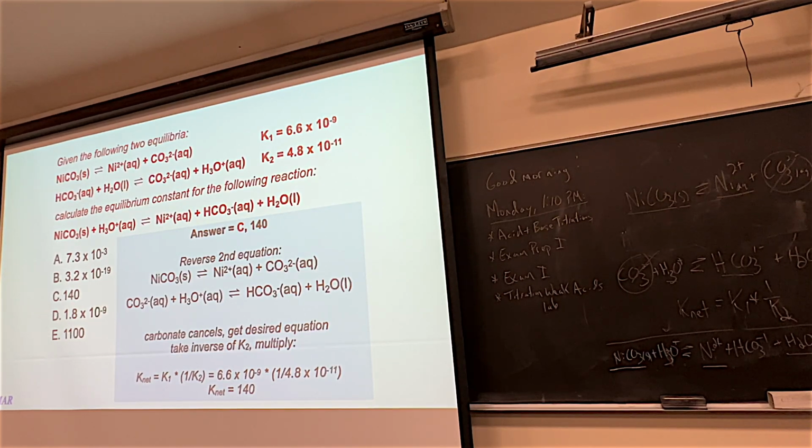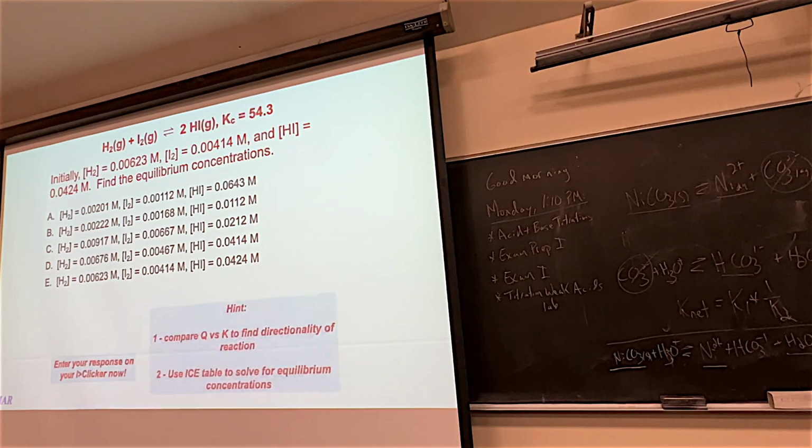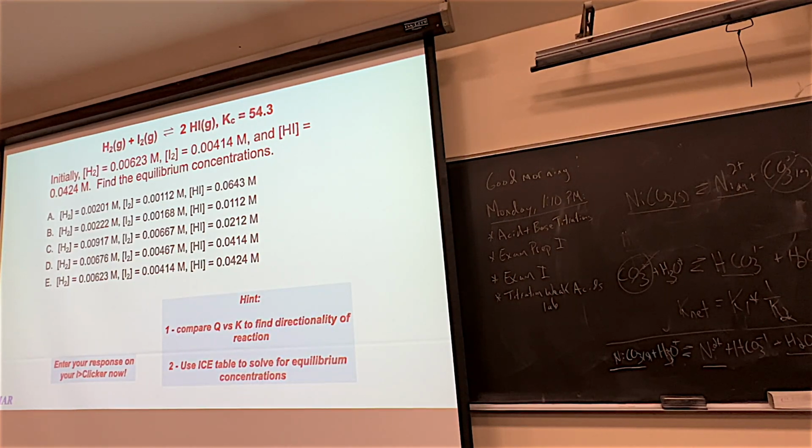Now, this next one, I'm not going to open up for the iClicker thing because this is one of the most complicated questions in all of Chem 223. So I just want to go through it and tell you how you would solve it because I think there's some value in that. So first of all, in this problem, hydrogen and iodine are reacting to make hydrogen iodide, and the equilibrium constant is 54.3.